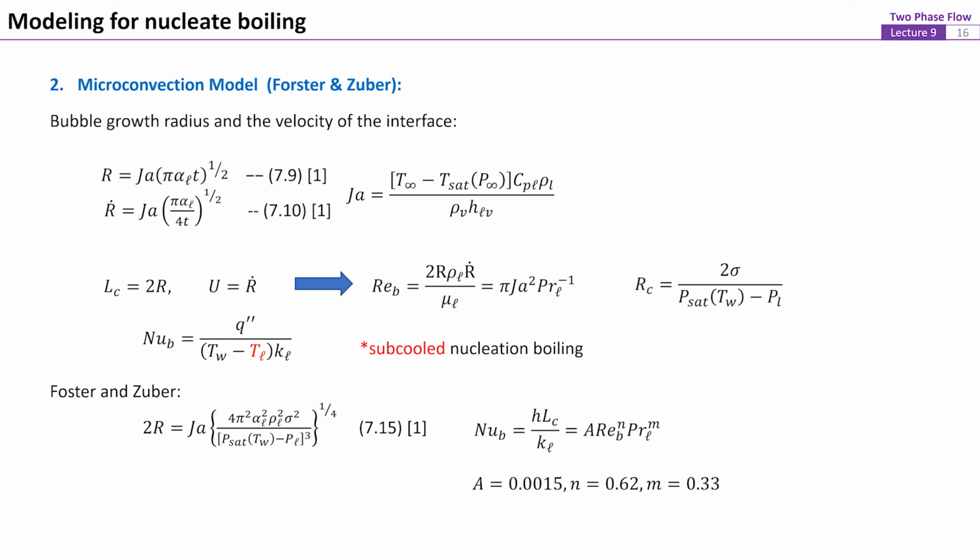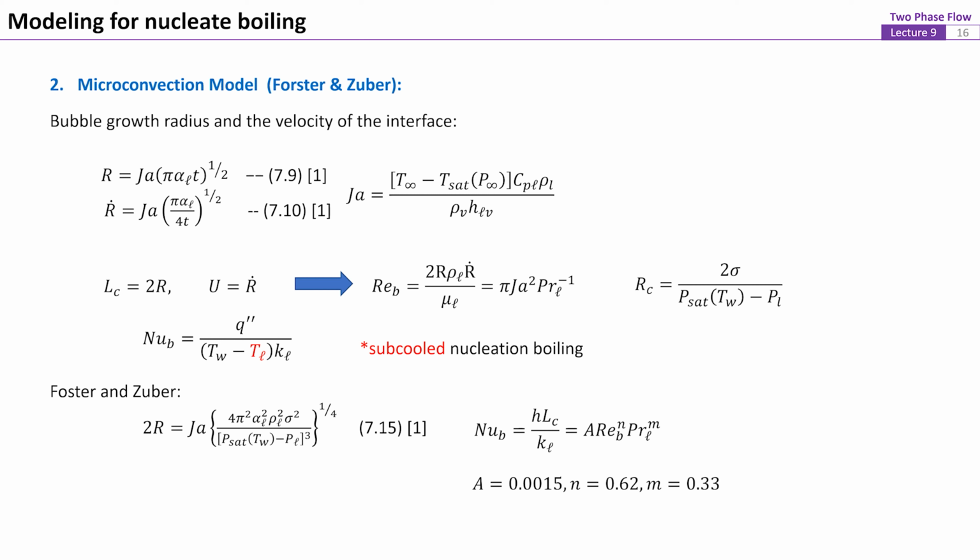The square root term on the right-hand side of equation 9 is the characteristic length for transient heat transfer in the liquid phase. By taking the derivative of R with respect to time, the velocity of the vapor to liquid interface on the bubble surface is obtained as shown by equation 10.